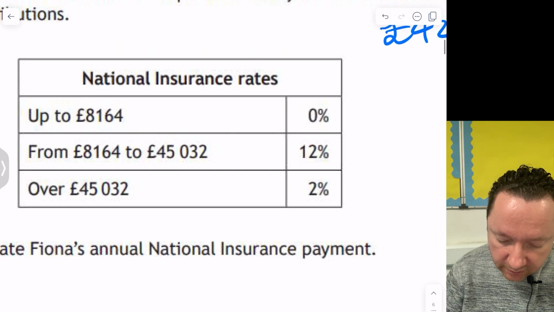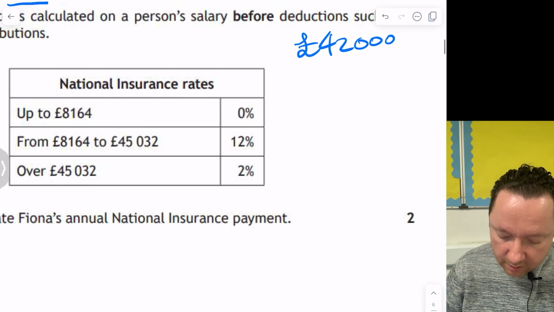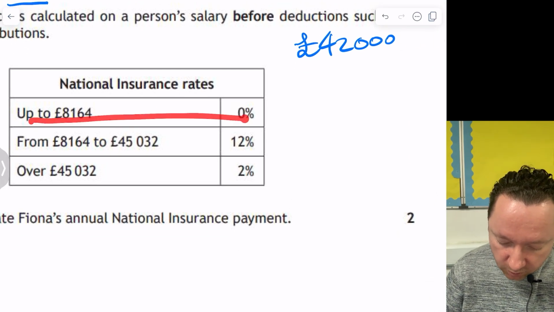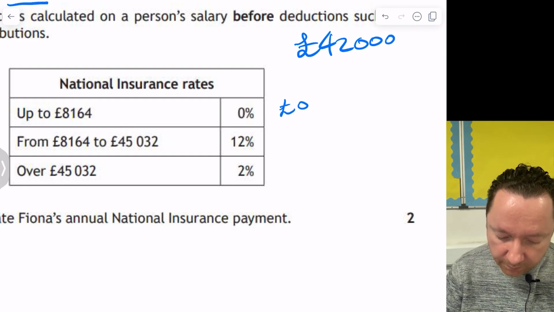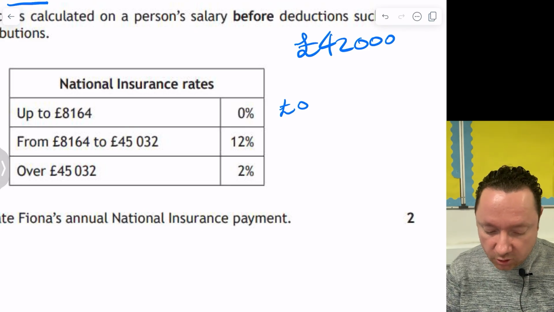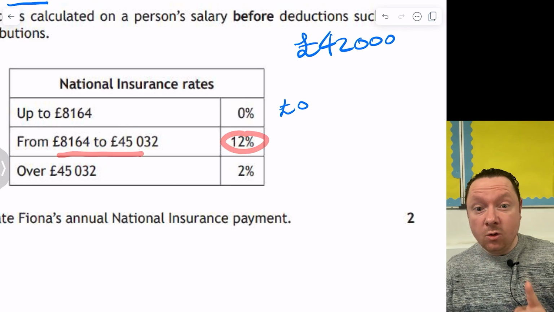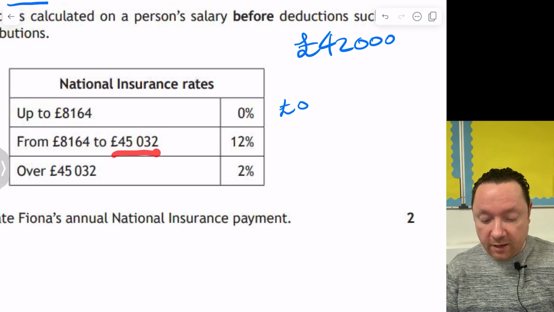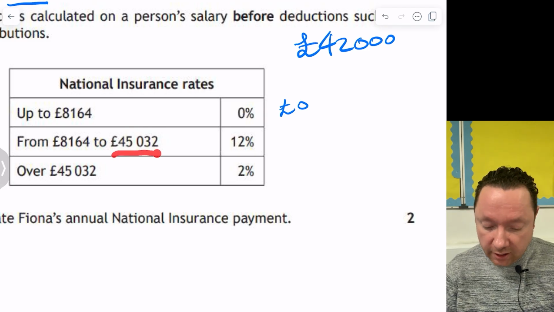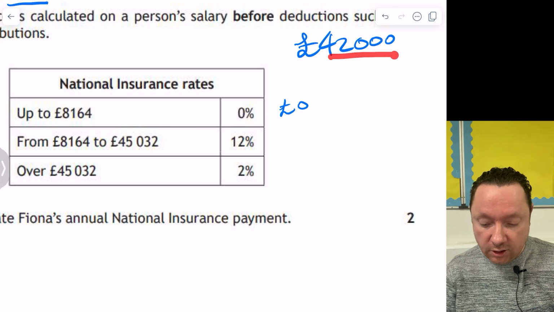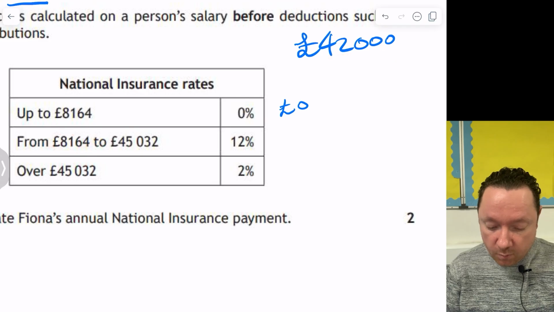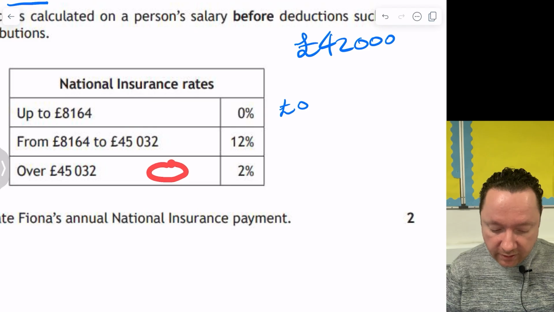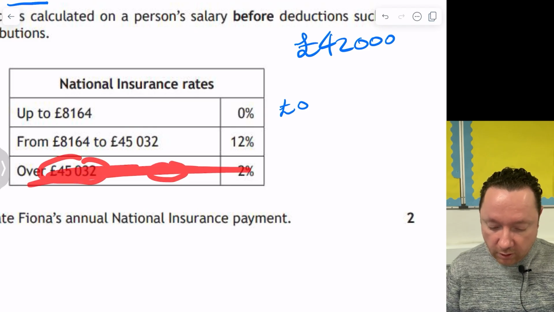And then this table tells us the National Insurance rates. It says up to this amount is 0. So for the first 8164, I pay £0 because it's 0%. And then it says between these two numbers, you pay 12%. Now that's only if you actually earn up to £45,032. But she earns 42,000, she never reaches that, so you just take her wage, 42,000, minus the lower number. If she earned more than this number, I would work out all of that, and then I would take her wage minus this number, but she doesn't earn as much as that, so I can ignore that one completely.